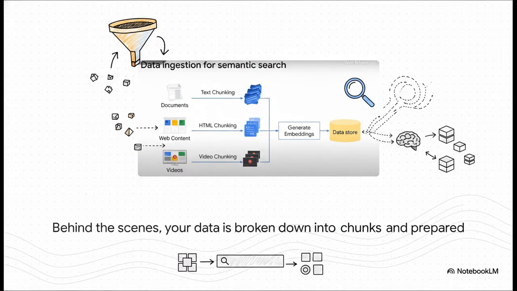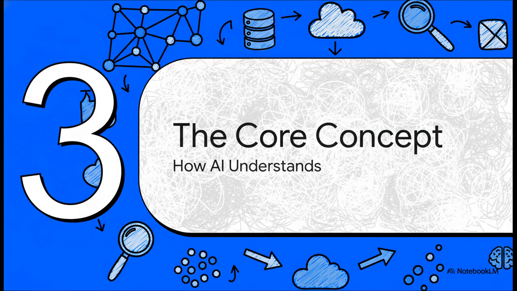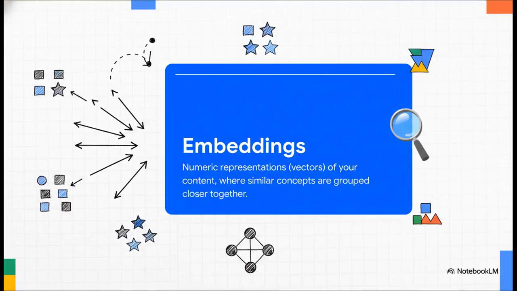So what's happening behind the scenes? Well, as soon as you connect your data, the system gets to work. It takes all your stuff, documents, websites, even videos, and it breaks it all down into these small, searchable chunks. This whole data ingestion process is what gets your information ready for that super fast semantic search. But wait a minute, how does a computer actually understand the meaning of anything? To get that, we need to look at the one core concept that makes all of this possible. It all comes down to this really cool idea called embeddings.